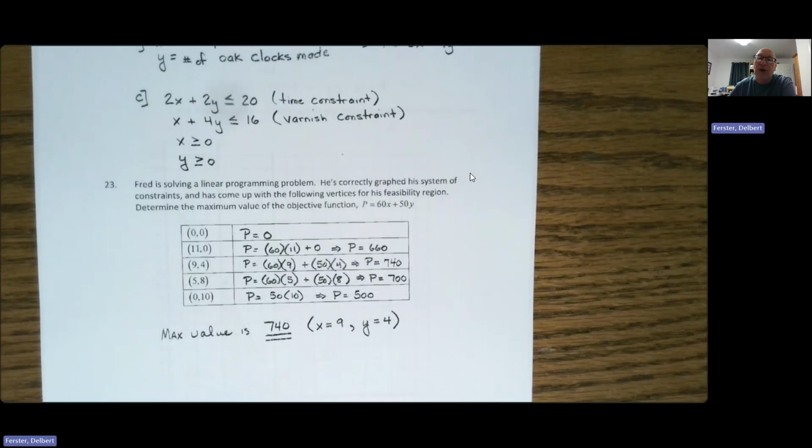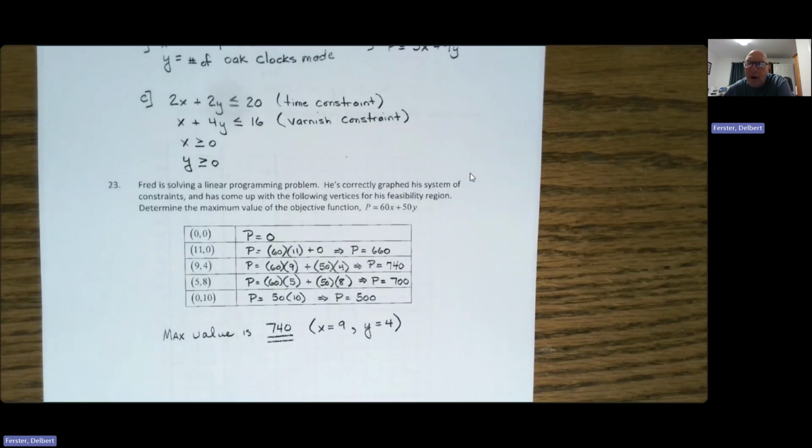Moving to 23, I cut out all of the work. There are no constraints for you to look at. There are no variables to represent. There's no graph to do. I simply gave you the objective function, P equals 60X plus 50Y. I've also given you the coordinates for each of your vertex points on the feasibility region, and you can see them listed on the left column at (0, 0), (11, 0), (9, 4), (5, 8), and lastly (0, 10).